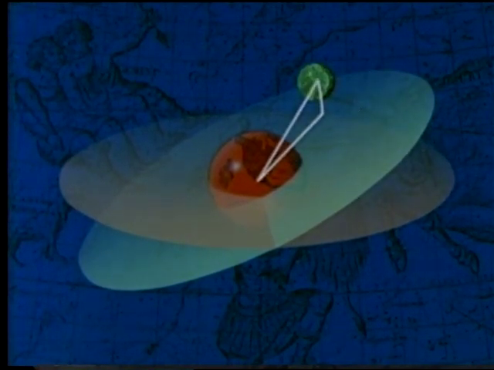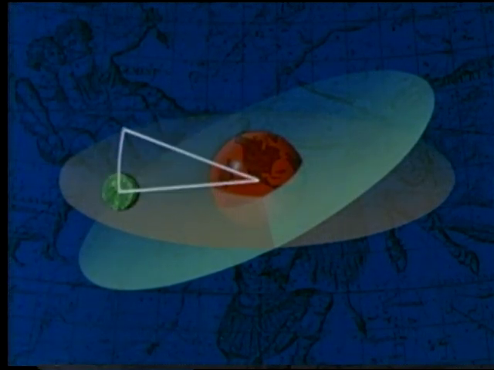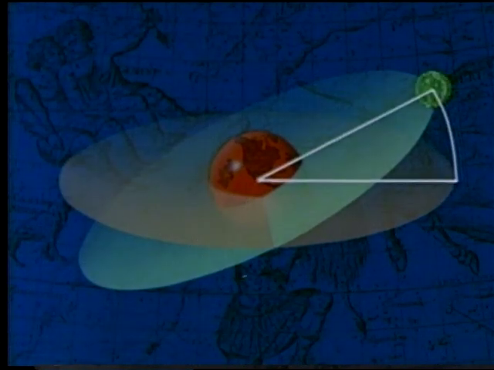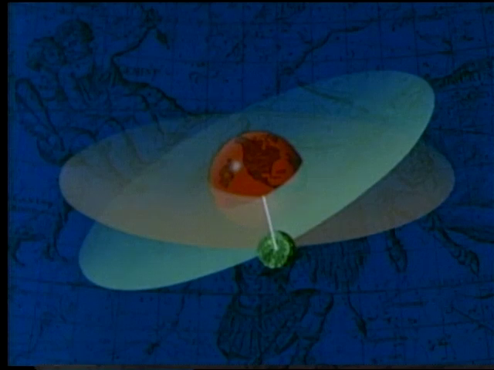The angle between the equatorial plane and the Earth-Moon line is called the angle of declination. This angle varies from about 28 degrees when the Moon is here to 0 degrees when the Moon is here.